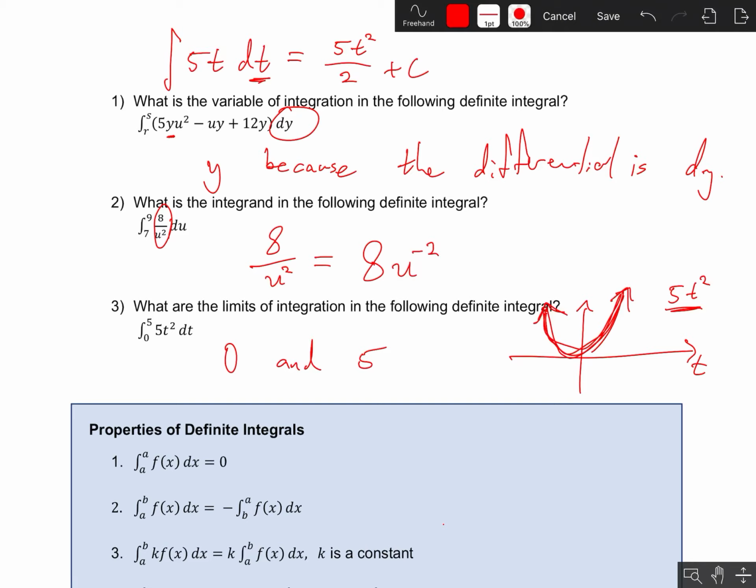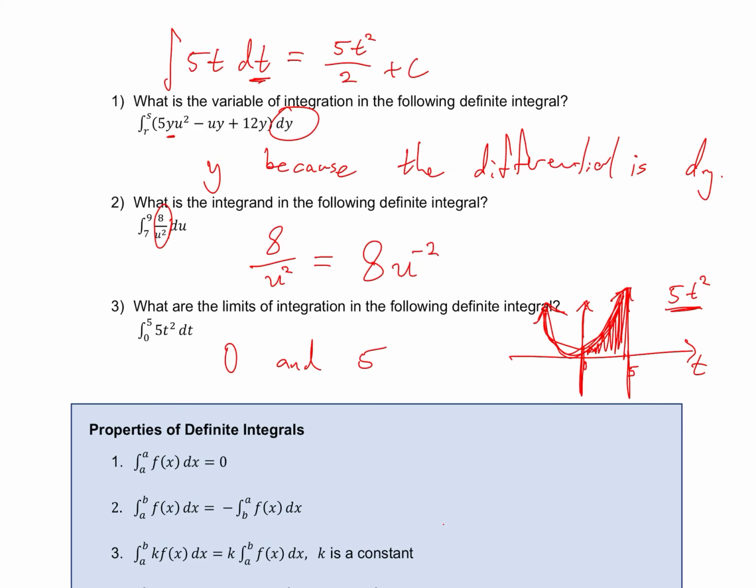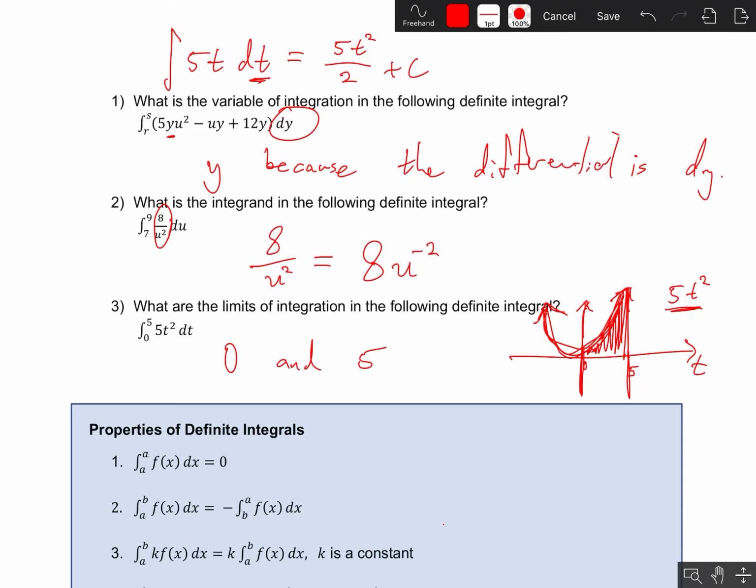But this is telling you the area between 0 and 5 underneath this graph. So we would look at the t value 0 and then the t value 5. Those are going to be your bounds of integration, and this integral would be computing this shaded area, the area underneath your curve between 0 and 5. So in the next video, we'll start getting onto properties of definite integrals, and we'll start computing these integrals.